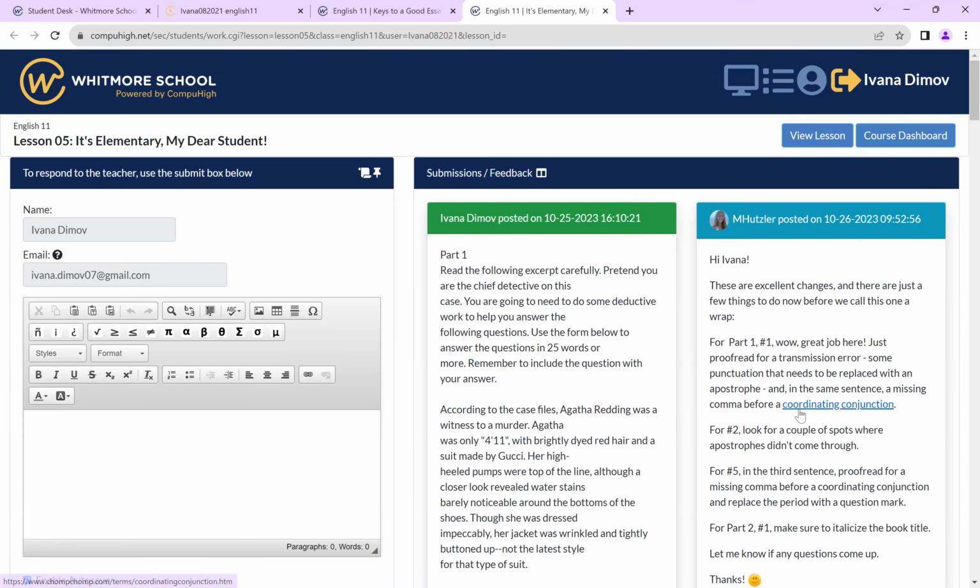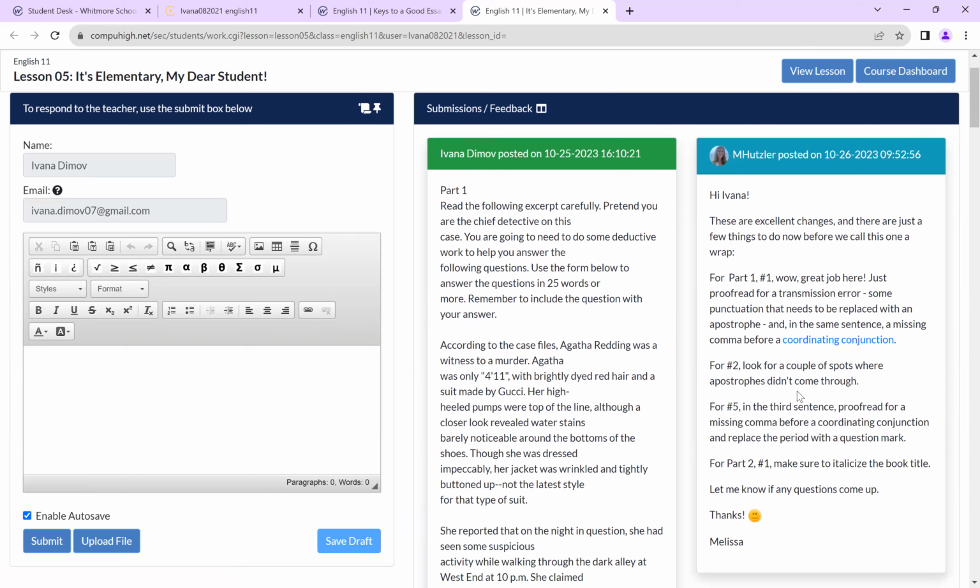Apostrophe, missing comma. Number 2, look for a couple of spots where apostrophes didn't come through. Proofread, missing comma, make sure to italicize the book title. So if you're just copying and pasting, not providing a document, they're going to miss some of the formatting, which would be the issue here. You can upload files, which is what I would do. I would upload a file in the future, but that is at your discretion.